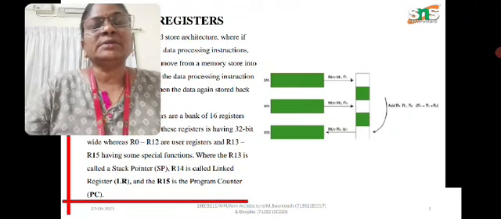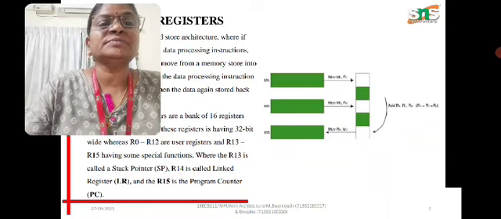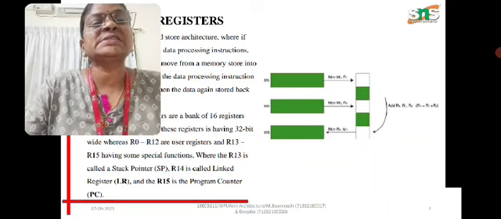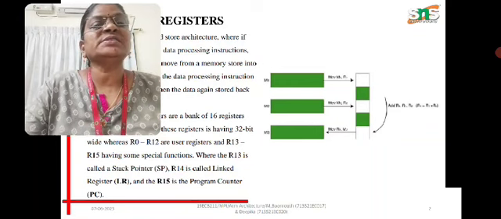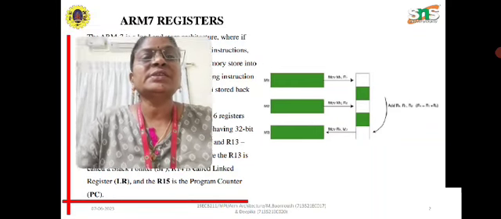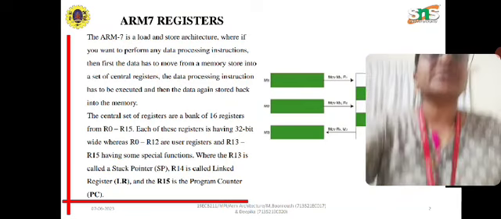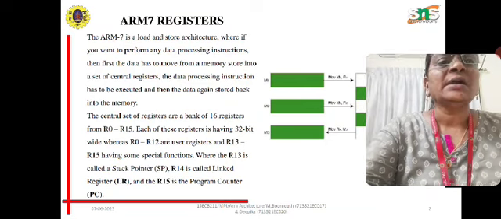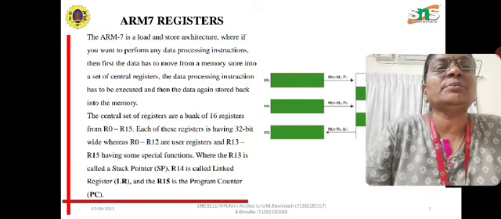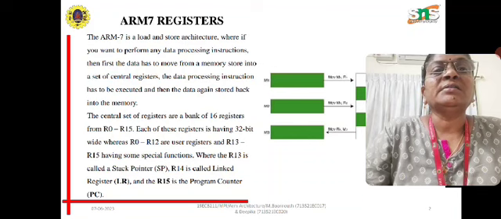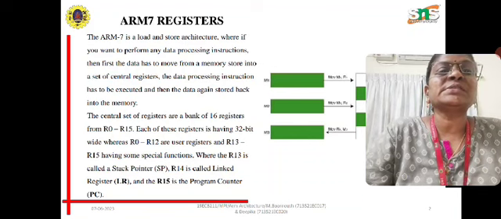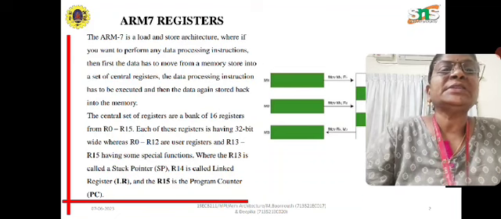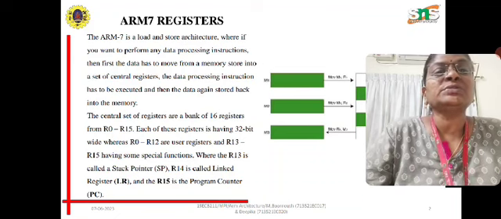By default, we know very well about the two common types of registers, general purpose registers and special purpose registers. So here we can see the ARM7 registers. ARM7 is a load and store architecture, where if you want to perform any data processing instructions, then first the data has to move from memory into a set of central registers. Then the data processing instruction is executed, and then the data is stored back into the memory.